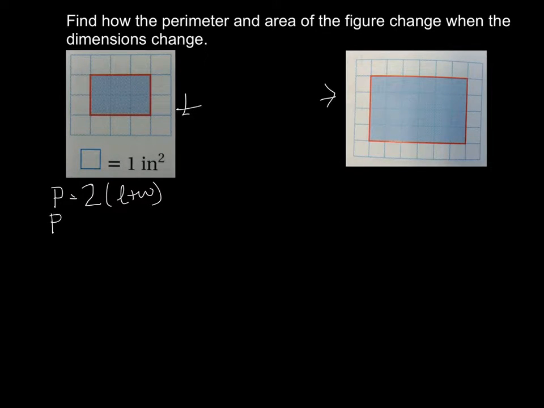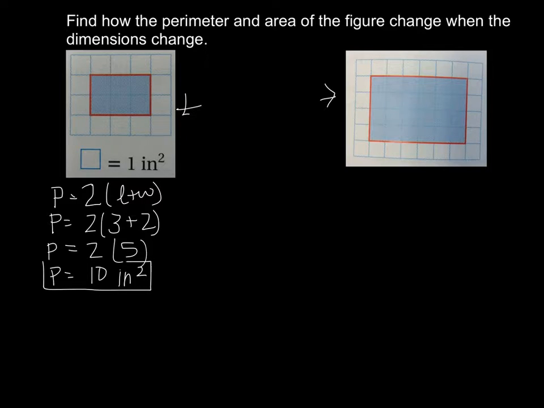Okay, so let's follow our formula here. 2 is already a number. We're going to say the length is the 3 along the bottom, plus the width, which is the 2 going up and down, our vertical side. So 3 plus 2 is 5, and 5 times 2 equals 10 inches squared is our perimeter. I'm going to put a box around it so it's easy to find.